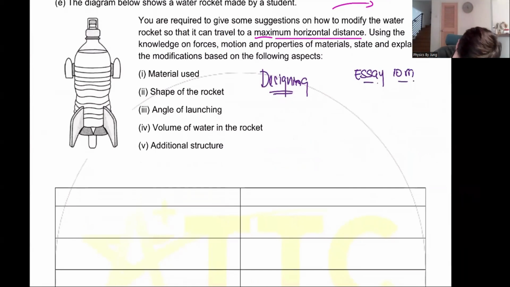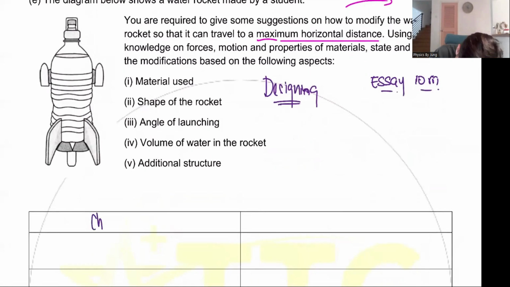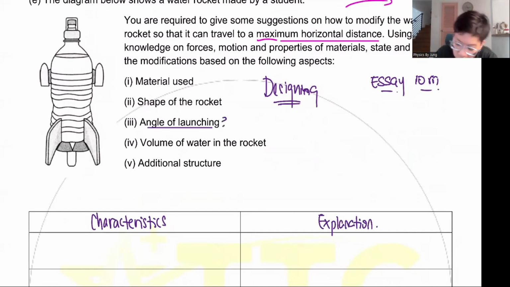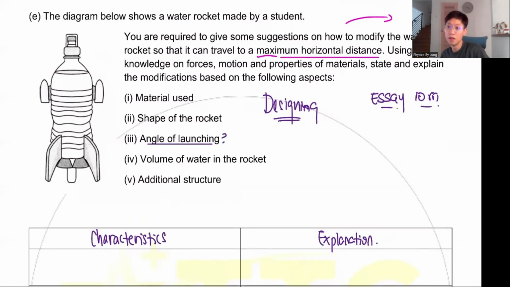All right, so let's write this thing. I start off with the easiest one: characteristic and explanation. Guys, can you tell me what is the angle of launching? This one is very simple. So, angle of launching, how much?